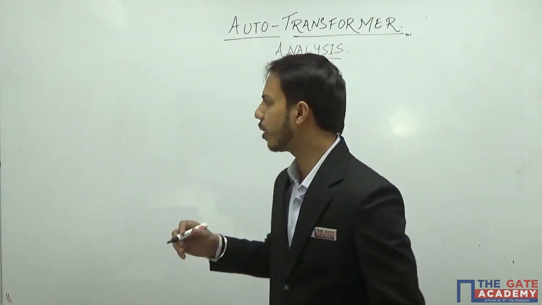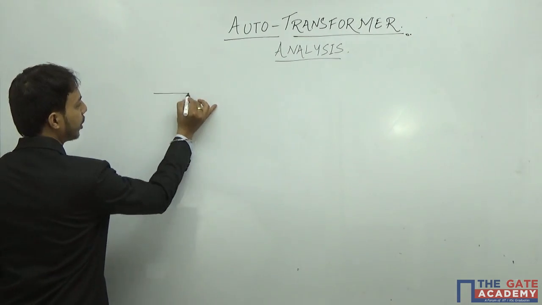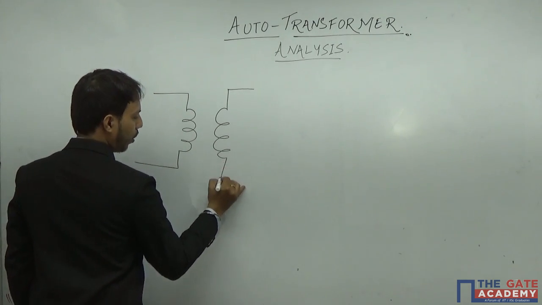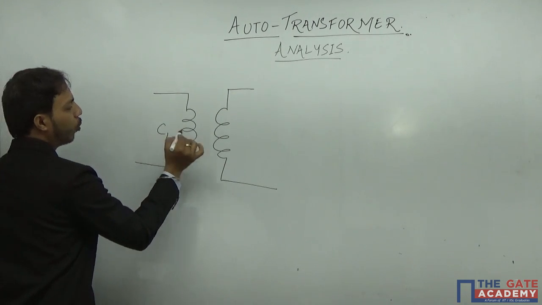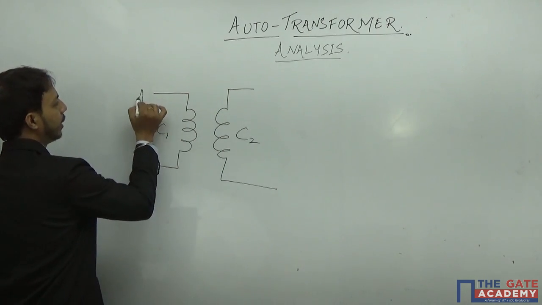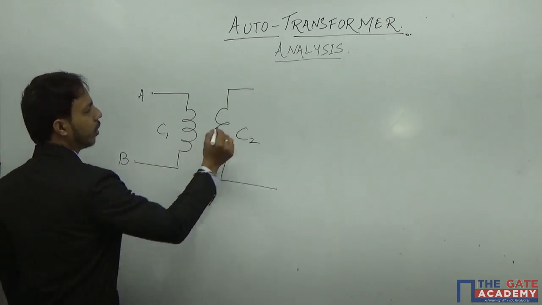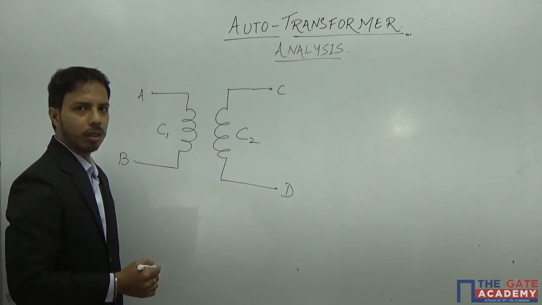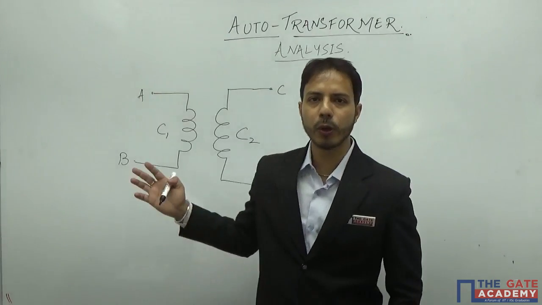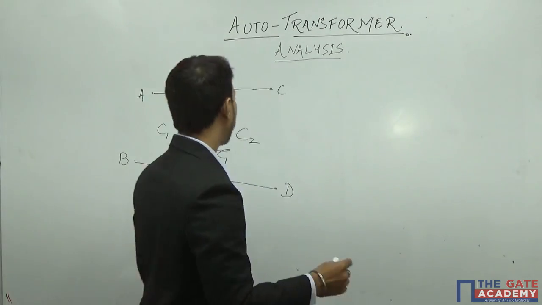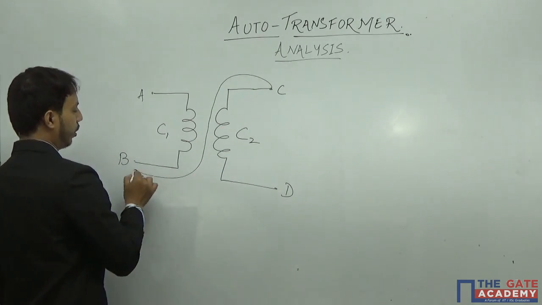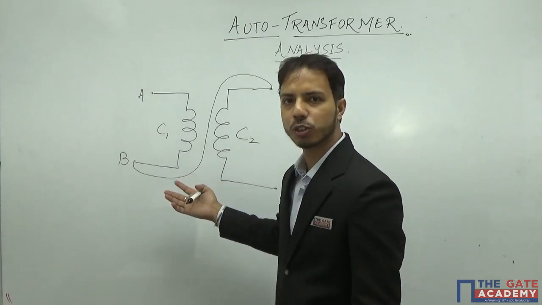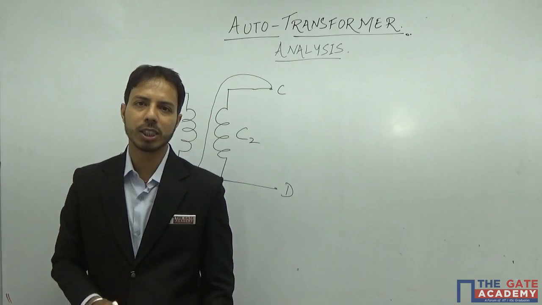Whereas in a two-winding transformer, if I draw it, the equivalent circuit of a two-winding transformer will be something in this way. Say this is coil 1, say this is coil 2, this is A, this is B, say this is end C, and let us say this is D. Now if I want to make this two-winding transformer act as an autotransformer, what I will do is I will connect these 2 points. So this is one way of making a two-winding transformer act as an autotransformer.